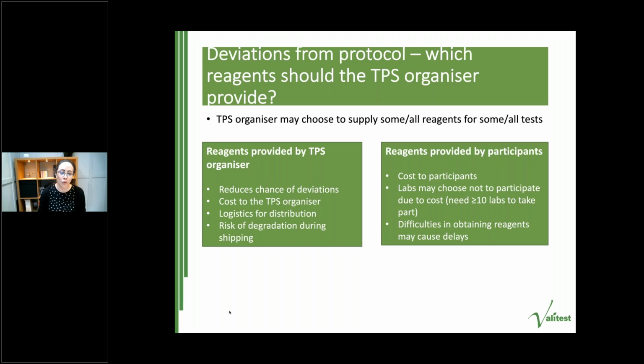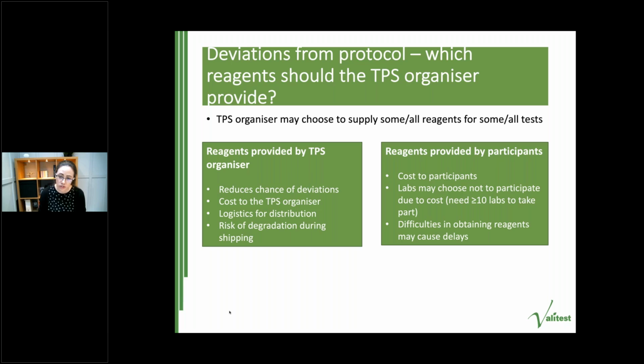The logistics might be more complicated if you're sending lots of different components as well as the panel of samples and so on. And there's potentially more risk of things degrading during shipping if they have to be brought in by the TPS organizer and then shipped back out to all the participants rather than them receiving them directly because they've ordered them themselves. If the participants are required to provide their own reagents, then it obviously costs more to the participants, and that might stop labs from participating.